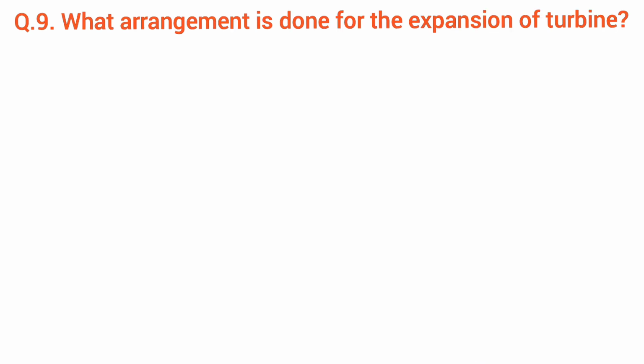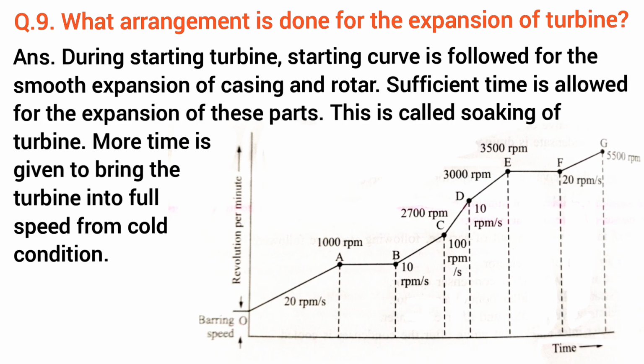What arrangement is done for the expansion of the turbine? While starting the turbine, a starting curve is followed for the smooth expansion of the casing and rotor. Sufficient time is allowed for the expansion of these parts. This is called soaking of the turbine. More time is given to bring the turbine to full speed from cold condition.